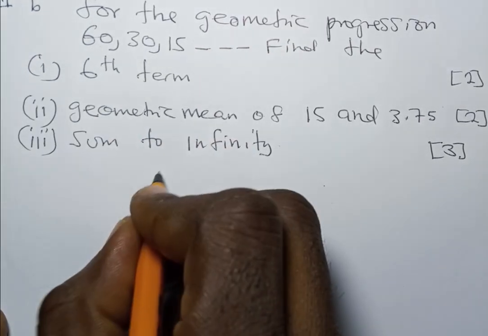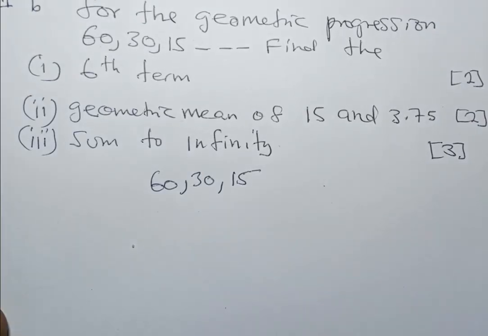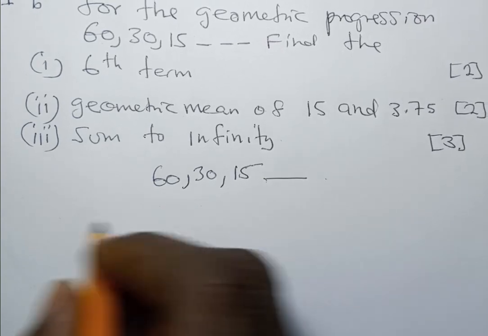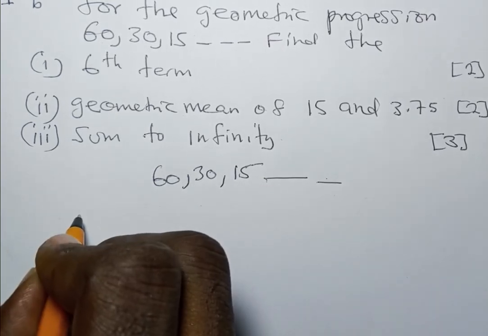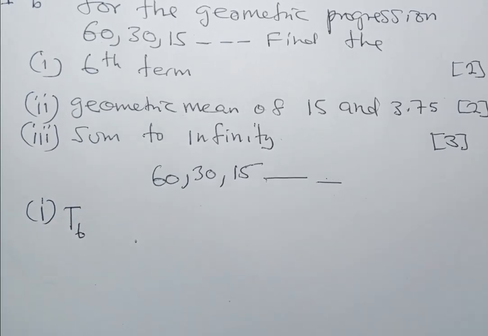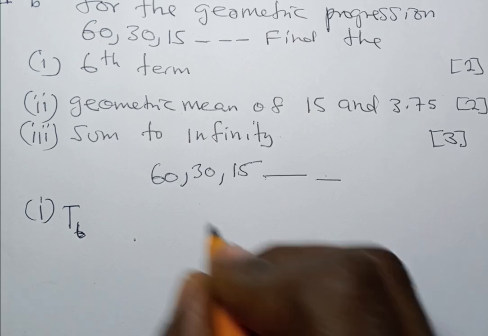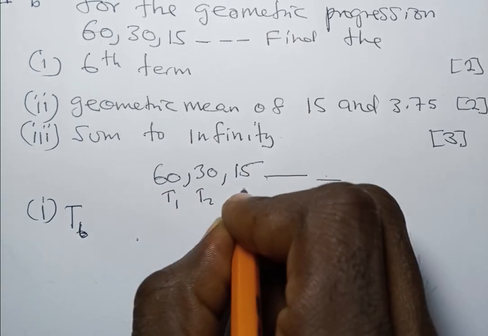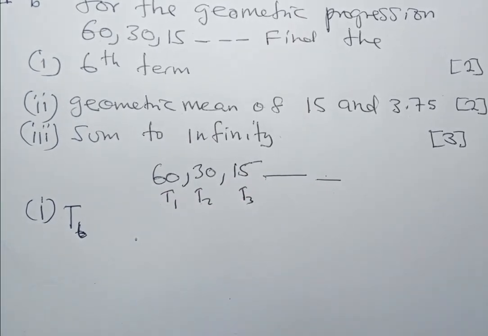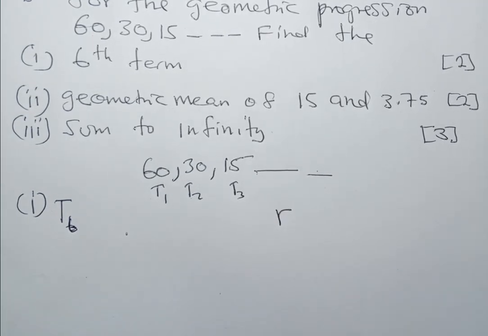So let's answer. You have 60, 30, 15. The first question is saying find the sixth term. I'll put number 1. Find T6 in short, find term number 6. To find the nth term of the sequence, there's a formula that we use under geometric progression. There's T1 here, T2 here, T3 here. What defines geometric progression? It is the common ratio R. First, we find the common ratio. How do you find the common ratio?